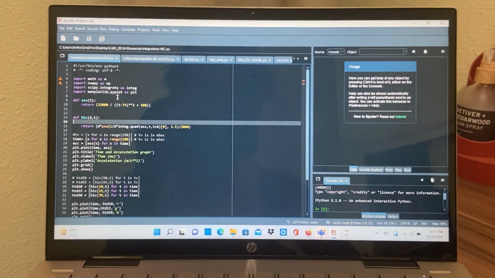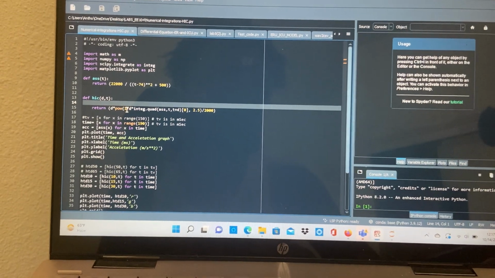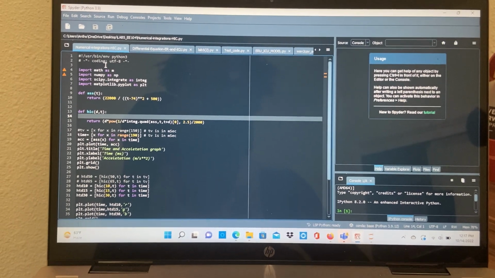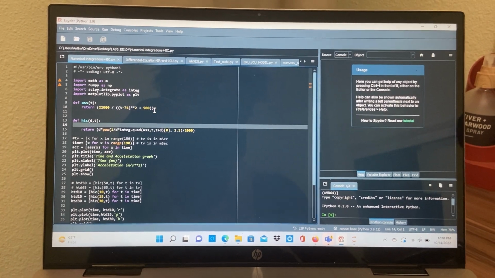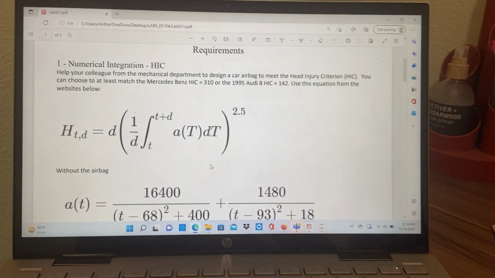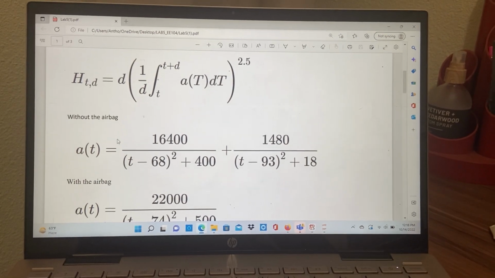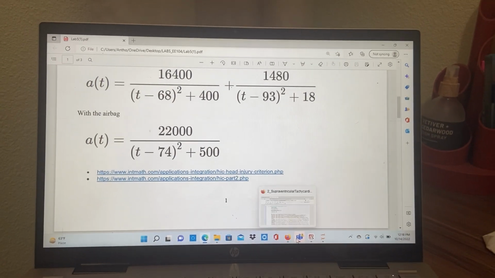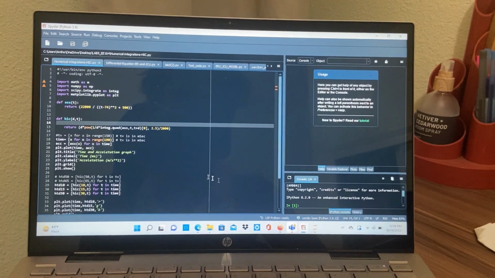In this code, you can see we're using the idea of differential equations and numerical integration to do this correctly. This is the equation given from the website that we visited. You can see the equation here. Those are the equations we're going to model. This one is without an airbag, and this one is with an airbag. Our purpose here is to model the best airbag that can protect against head injury.